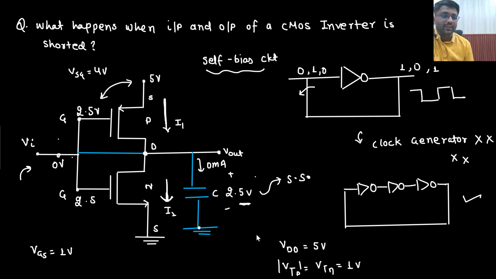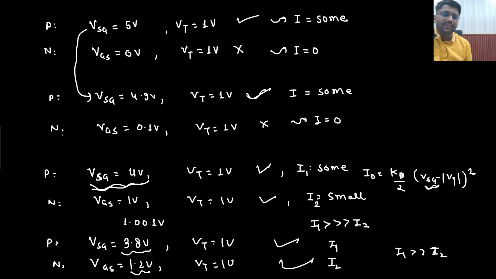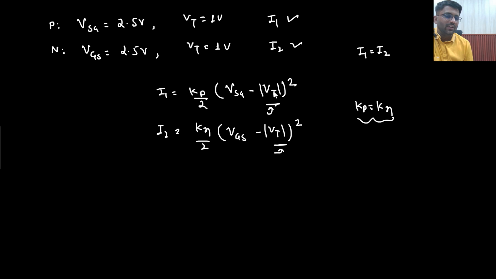Are you able to understand this point? So this is the scenario, this is the explanation that you can give. Now here we have taken some assumption that, sir, Kp and Kn values were the same, Vt values were the same. What if they were different?